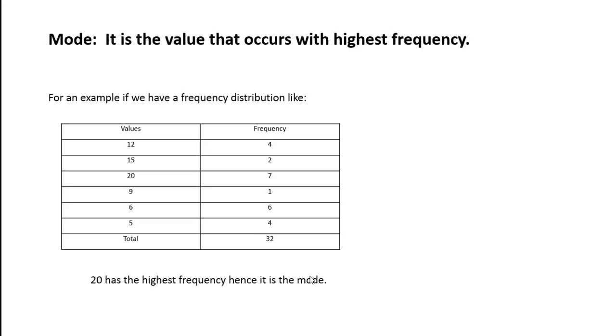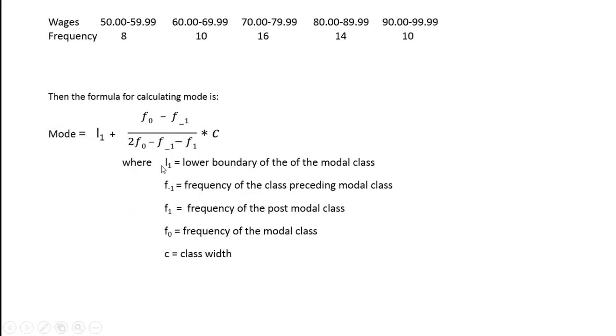If you have a grouped frequency data like this, where the range of wages is given with the number of workers getting that wage, that is the frequency, the formula for calculating mode is L1 plus (f naught minus f minus 1) divided by (2 f naught minus f minus 1 minus f1), multiplied by c. Here L1 is the lower boundary of the modal class, f minus 1 is the frequency of the class preceding the modal class, f1 is the frequency of the post modal class, f naught is the frequency of the modal class, and c is the class width.